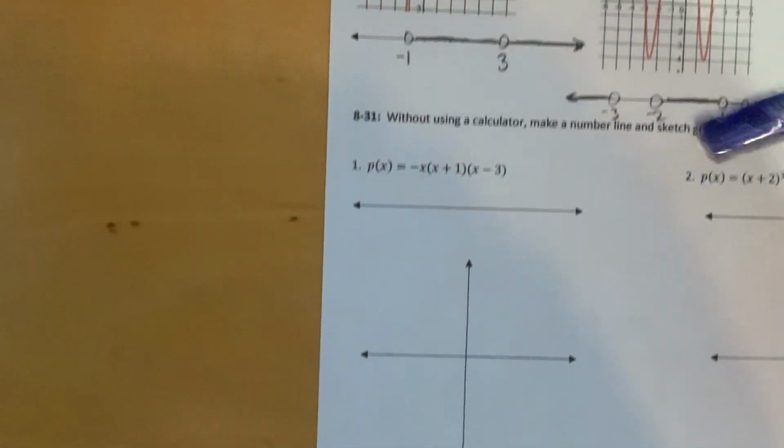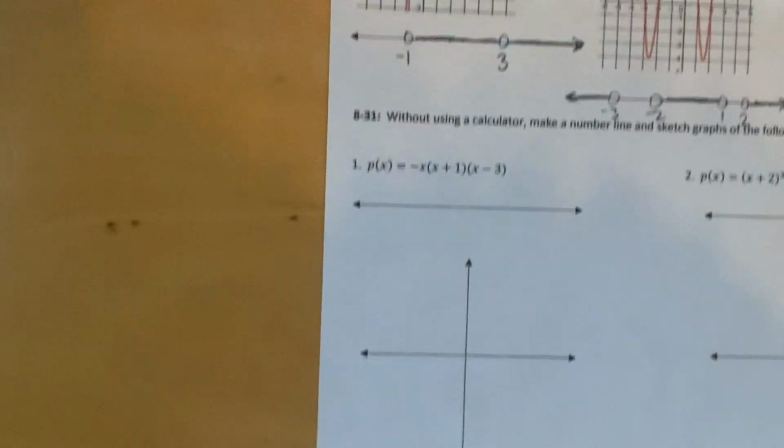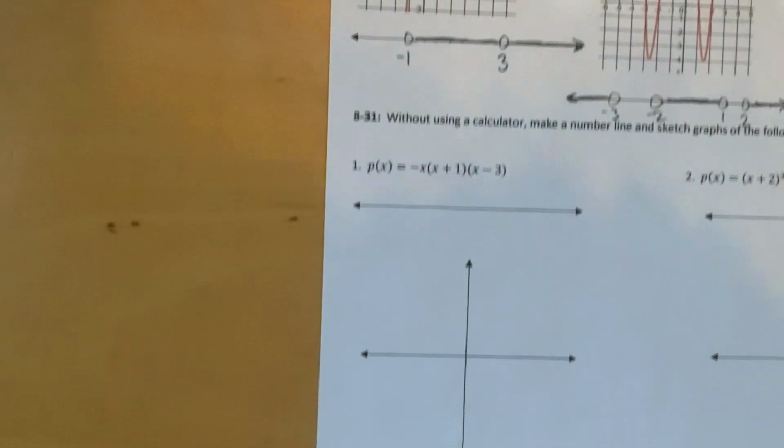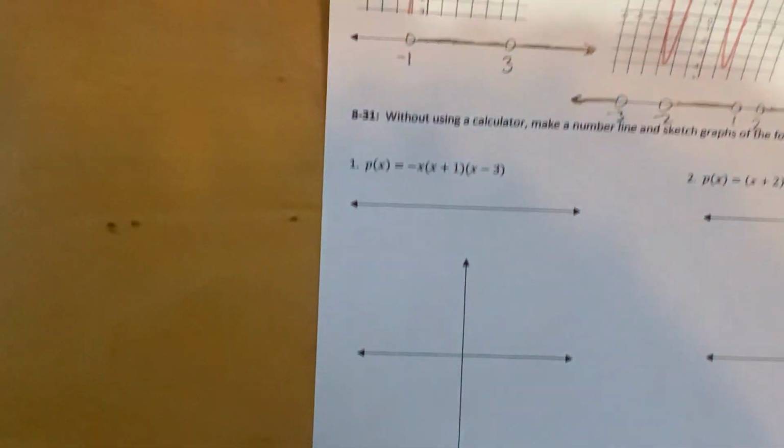All right. Let's do 8-31, number 1. Without using a calculator, make a number line and sketch graphs of the following functions. So what do you think is going to be easier? Doing the number line first and then sketching the graph, or sketching the graph and then doing the number line?